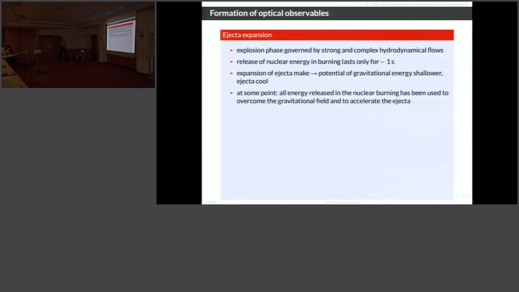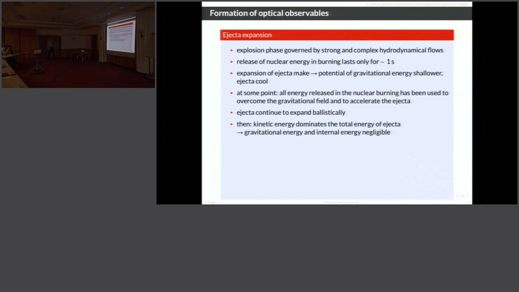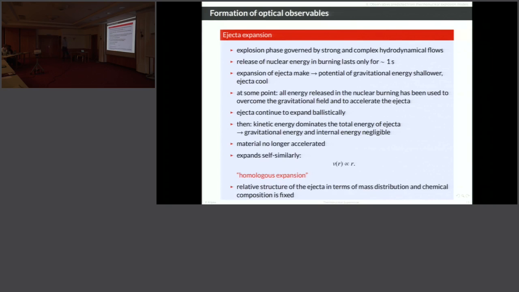At some point, all the energy released in the nuclear burning will have been used to overcome the gravitational field and to accelerate the ejecta to their final velocities. And then the ejecta continue to expand ballistically. That means the kinetic energy of the ejecta dominates the total energy of the ejecta. The gravitational binding energy and the internal energy have become negligible. And the material is no longer accelerated, but expands in a self-similar way.